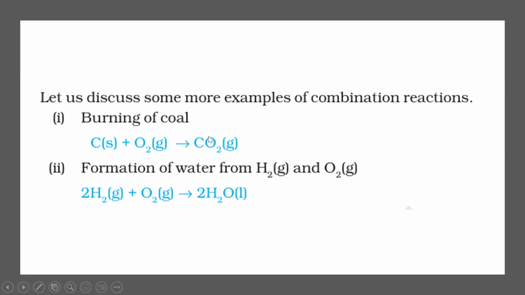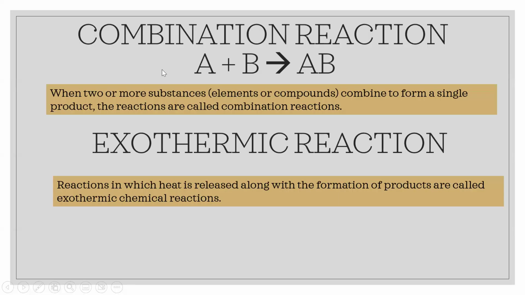Next, some more examples of combination reaction is burning of coal. Coal is nothing but carbon. Carbon burning is nothing but oxygen is getting added. See, for all the burning process, oxygen is required. Carbon combines with oxygen and forms carbon dioxide. Next one is the formation of water. We saw this example earlier. Hydrogen combines with oxygen and forms water. In simple words, combination reaction is nothing but when 2 or more substances combine to form a single product.